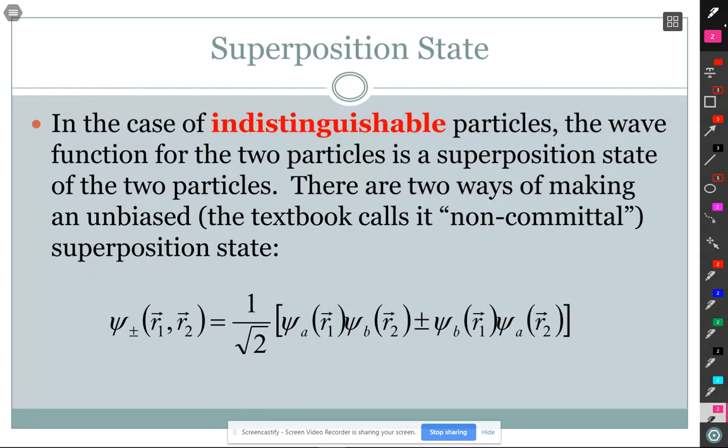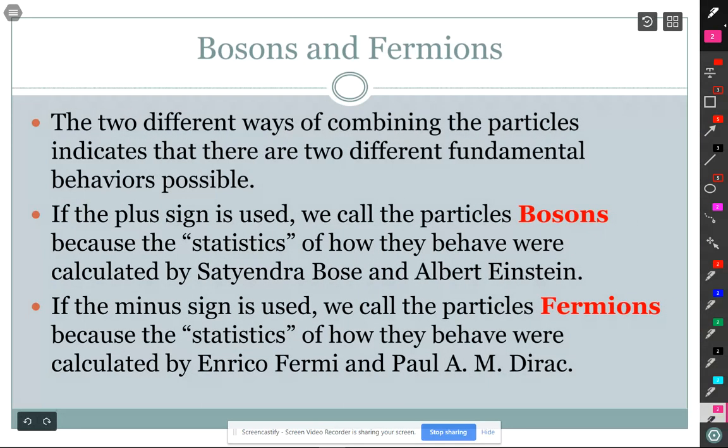Now, two different ways of doing this. And they're fundamentally different because one is symmetric, one is anti-symmetric. We're going to talk about the exchange operator here in just a second. But that sign, the symmetric versus anti-symmetric, is really important. So we distinguish the particles based on which way they are. If they have the plus sign, that means they're symmetric under exchange. What it means to be symmetric under exchange is if you exchange particle 1 with particle 2, there's no difference.